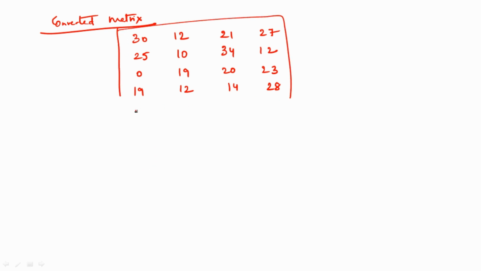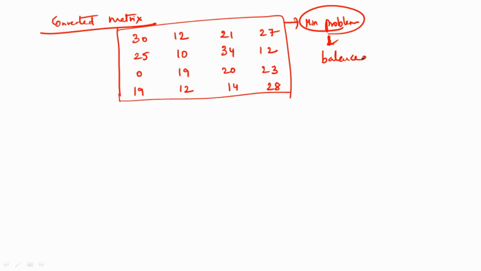Now please understand this converted matrix. Now this is a minimization problem. Is that clear? And it is also balanced. So can I apply the Hungarian method to solve this problem right now? Yes. Why? Because now it's a minimization matrix, converted from maximization to minimization, and it is also balanced. So can I apply the routine steps and solve the problem? The answer is absolutely yes. Is that clear?